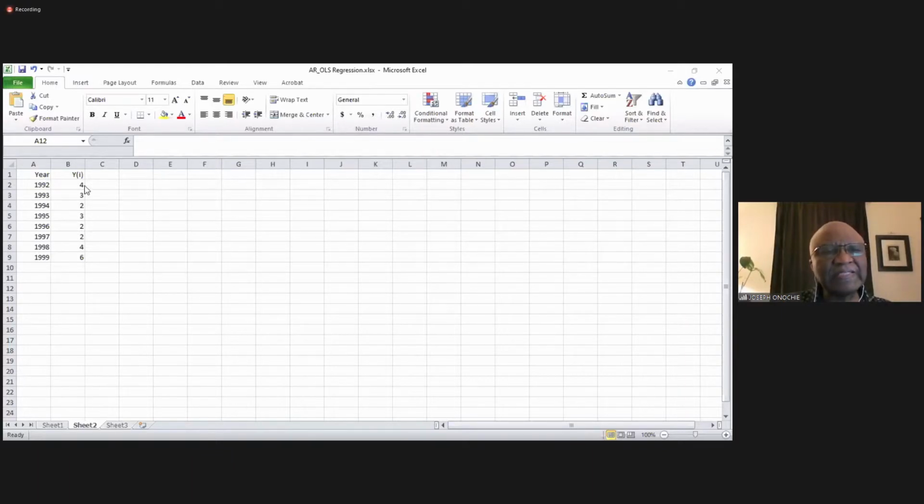So the return in 1992, this 4, this 1992 here, you can say this is y sub t, y 1992, like that. This y 1992 itself is a random variable. Just that return in 1992 is a random variable.